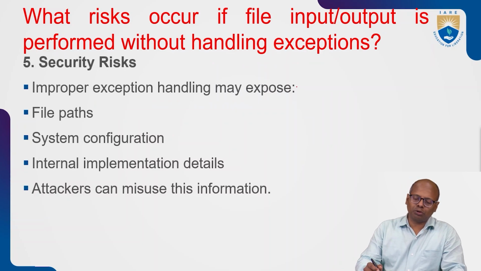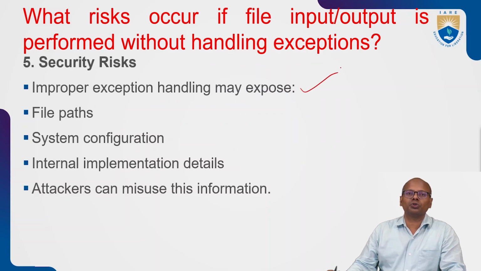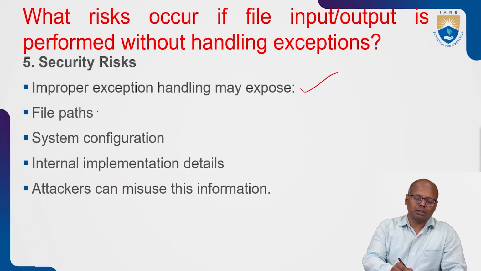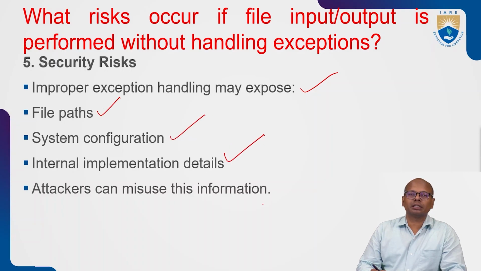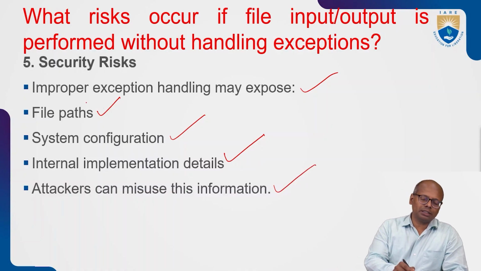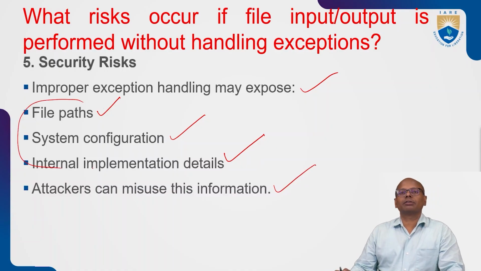Suppose improper exception handling may expose file paths, system configuration, and internal implementation details, and attackers can misuse this information. So if the file path, system configuration or internal implementation details are leaked because of improper exception handling, the attackers may take advantage and misuse that information.